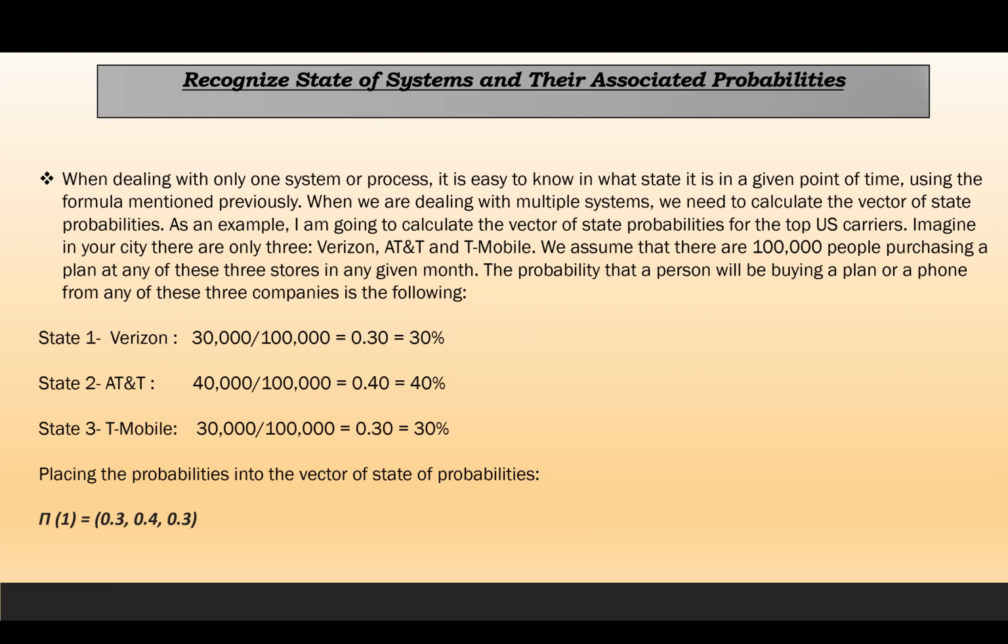We assume that there are 100,000 people purchasing a plan at any of these three companies in any given month, and the probability that a person will be buying a plan or a phone for any of these three companies is the following. State 1, Verizon, will be 30%, 0.3. State 2, AT&T, will be 40%, 0.4. And state 3, T-Mobile, will also be 30%, 0.3. Placing the probabilities into the vector of state probabilities, we get the following formula. Next, please, Kim.